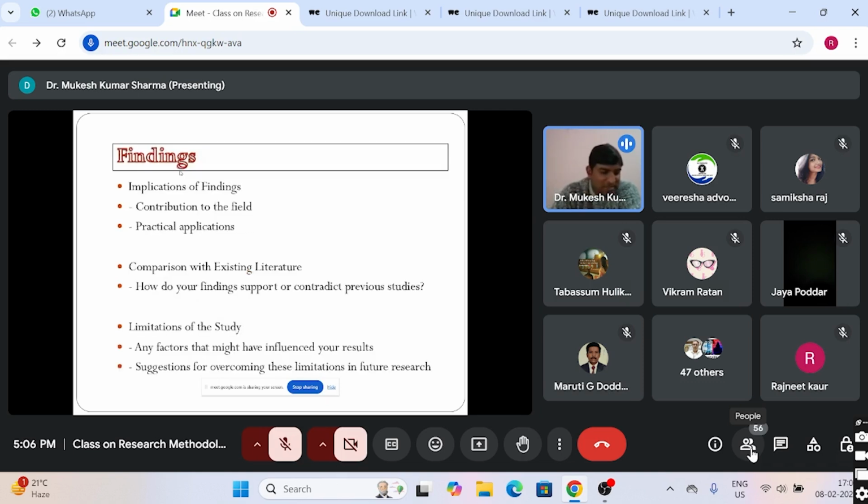I always say to research scholars, do not forget to write the limitation of the study. Why is the limitation of the study written in the thesis?